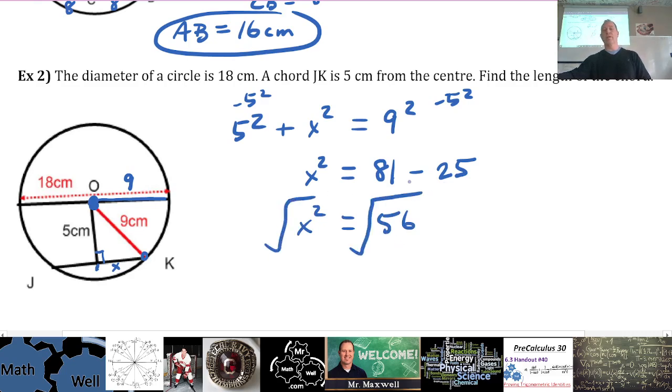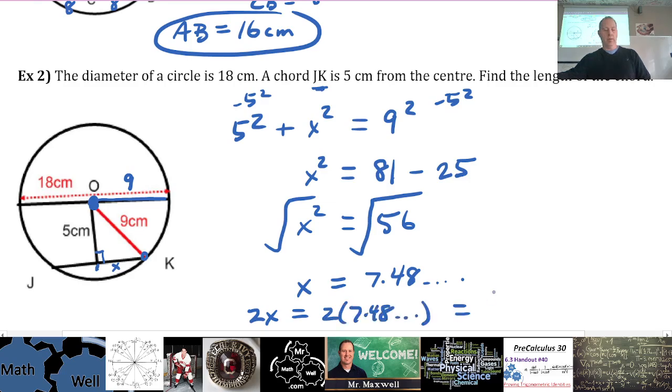56 is not a perfect square, is it? So we're going to have a decimal here. 7.4833147. So 7.48 something, right? So that's the x part, and of course we're trying to find JK, so we do 2x, which is 2 times the 7.48 decimal, which is going to equal 14.967, something like that. And the units are centimeters. So that's what JK equals.